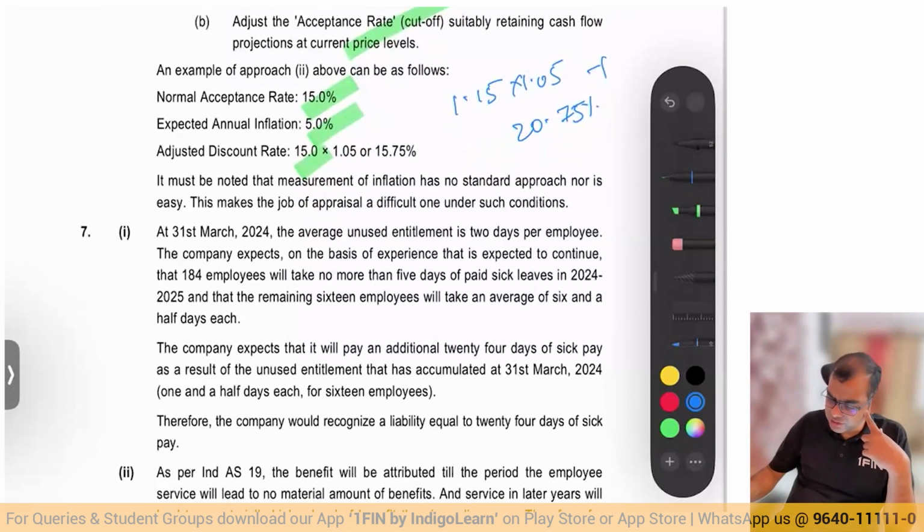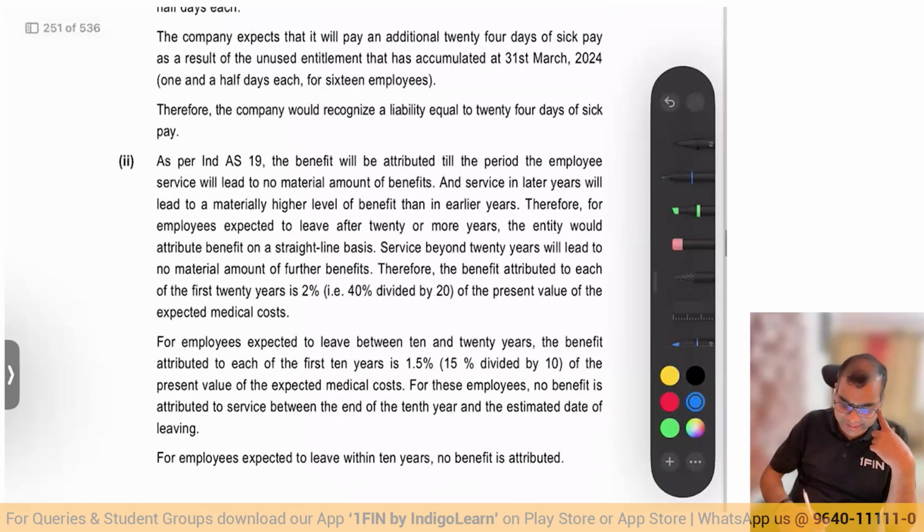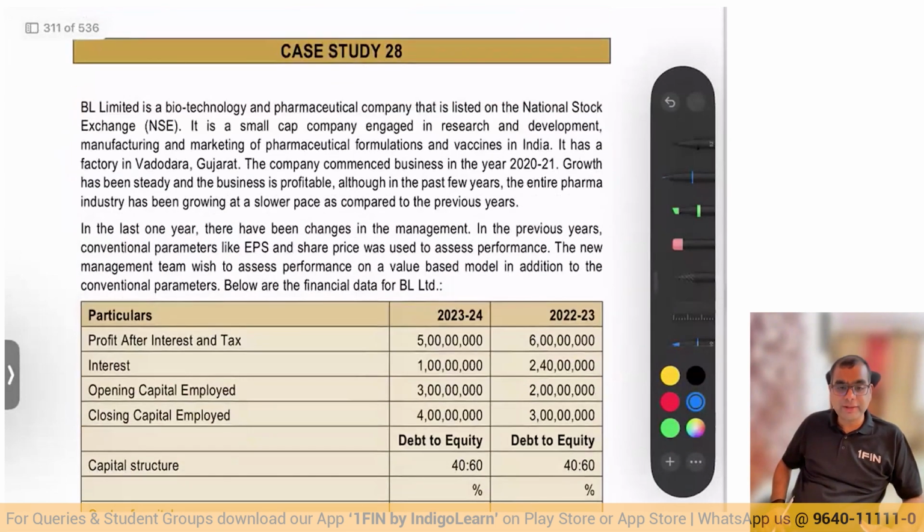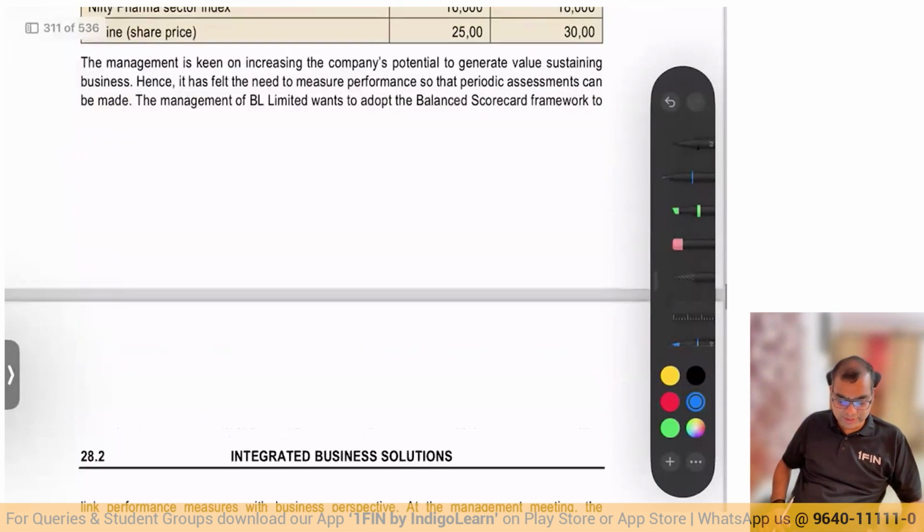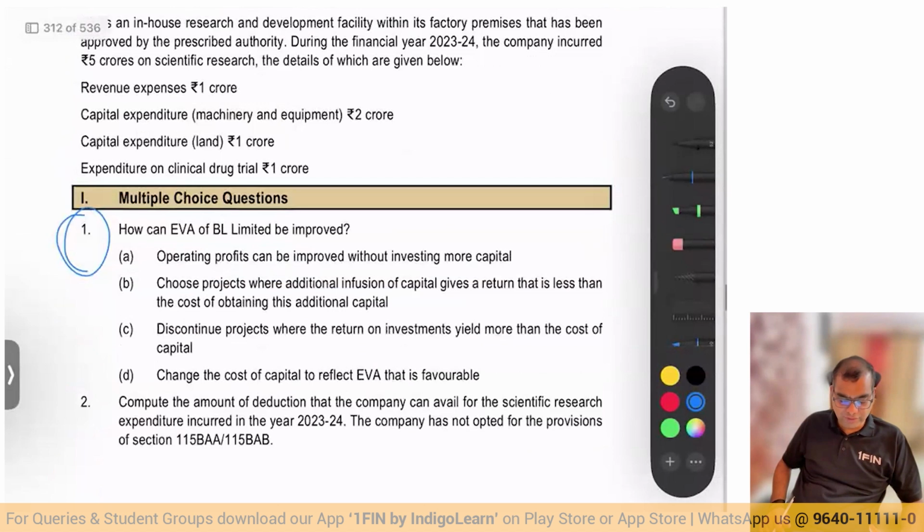So this is question number 22. Now we are done with case study 22. Now we're going to case study 28, BL Limited. Now, what are the things in BL Limited? They have asked, first question, again, we directly jump to the questions. Don't look at the case study.